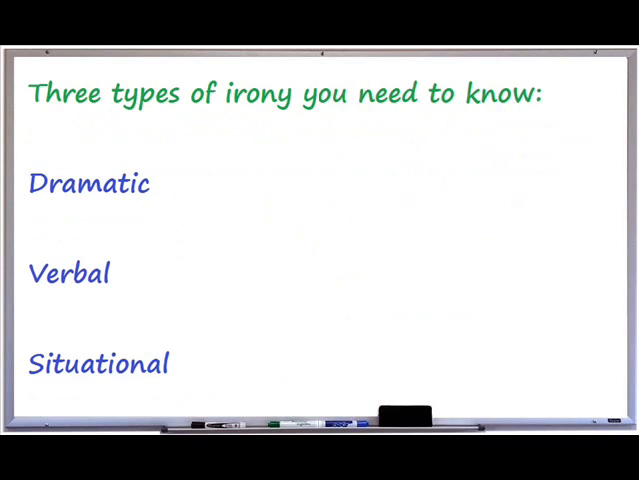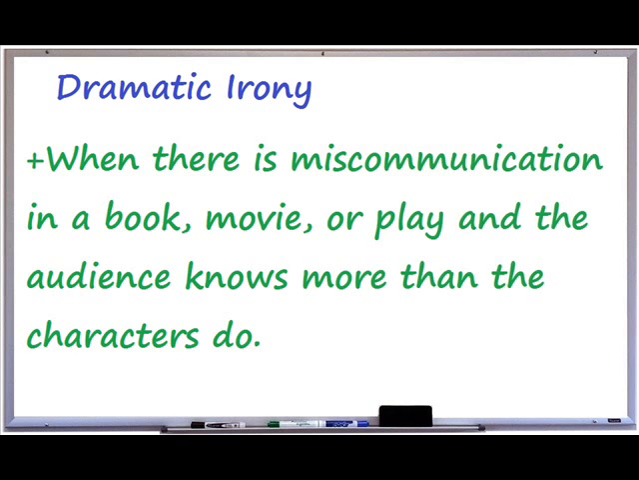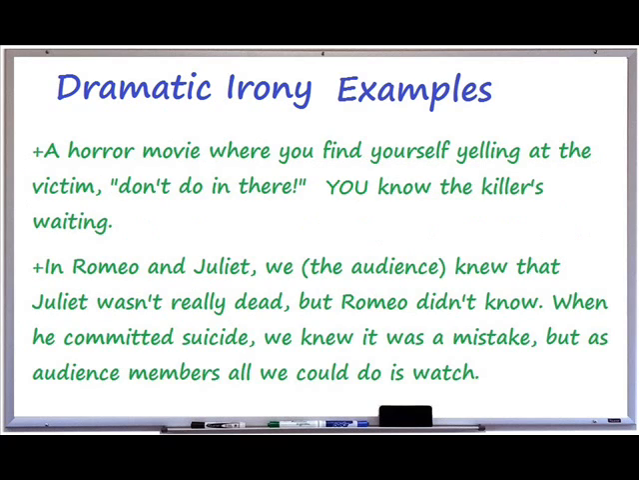There are various subcategories of irony, but we're going to focus on the following three: dramatic, verbal, and situational. Dramatic irony. This occurs when there is a misconception in a book or movie or play and the audience knows more than the characters do. For example, think of any horror movie where you find yourself yelling at the victim, "Don't go in there," because you know the killer is waiting.